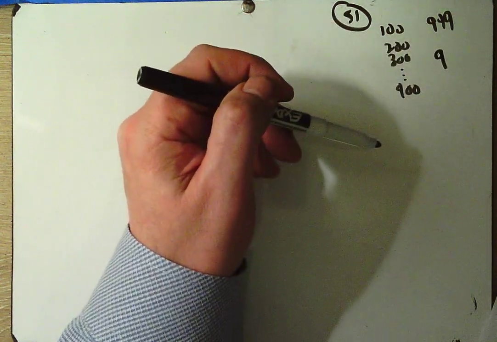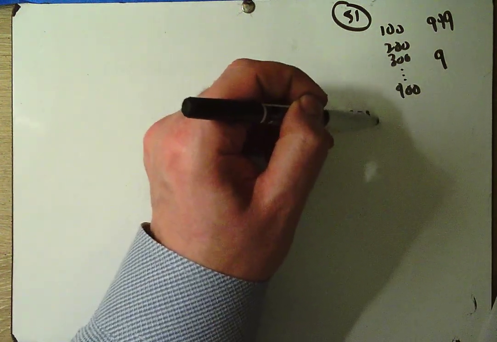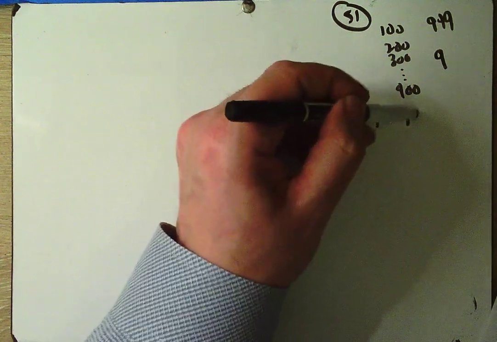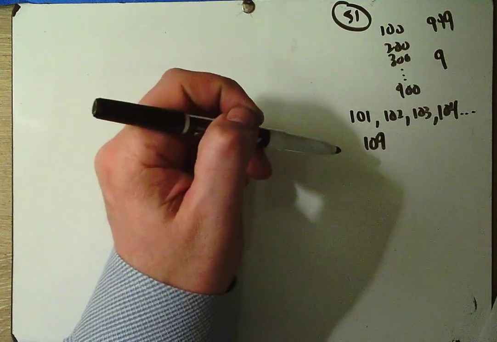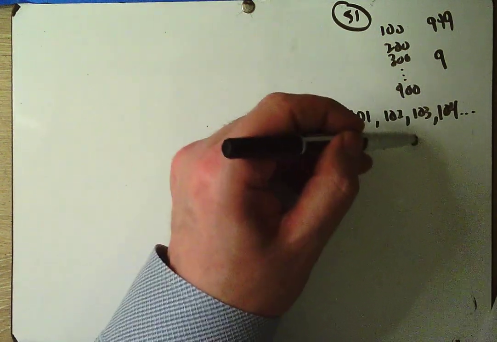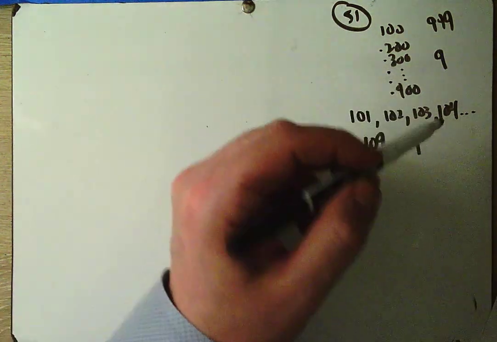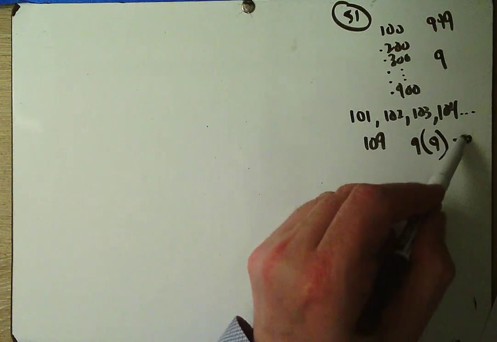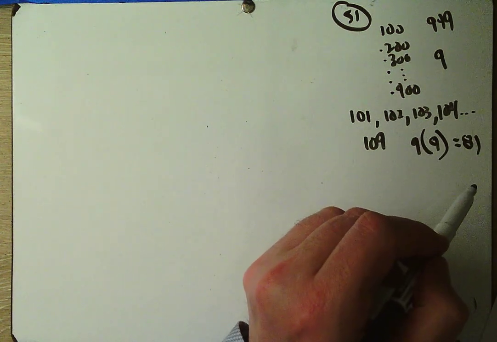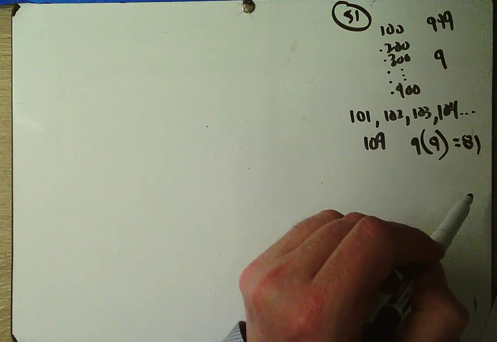Okay? And what about numbers like 101, 102, 103, 104, and so on, all the way up to 109? Well, that's 9 numbers. And how many times can that happen? Well, it can happen at 200 and 300 and 400 and 500 and 600. And so that's going to be able to happen 9 times. So that's going to be 81. Plus, what else do I have here? Oh, right.